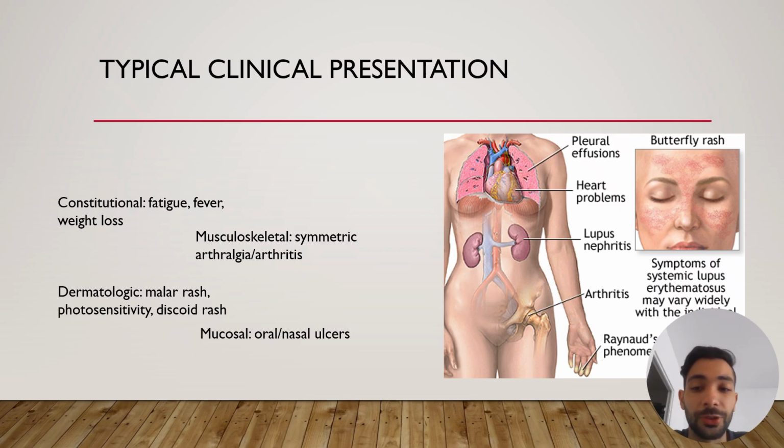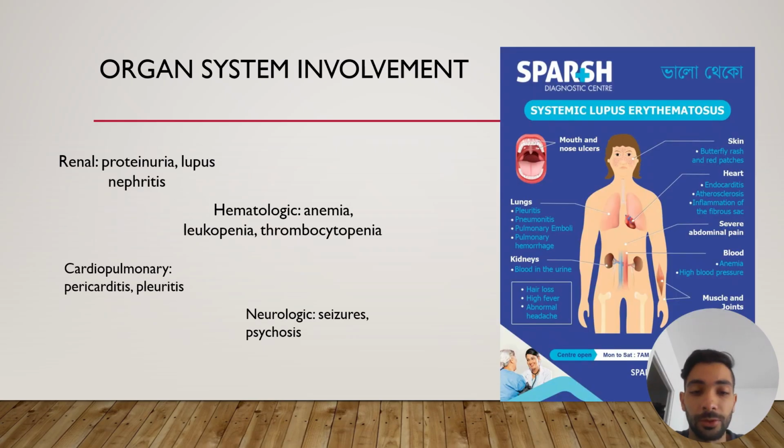The typical clinical presentation. Patients with SLE often present with non-specific constitutional symptoms such as fatigue, fever, and weight loss. Musculoskeletal complaints are very common, particularly symmetric joint pain and arthritis. Cutaneous manifestations may include a malar rash, photosensitivity, and discoid lesions, while mucosal involvement may present as oral or nasal ulcers. These symptoms may appear gradually and vary greatly among individuals.